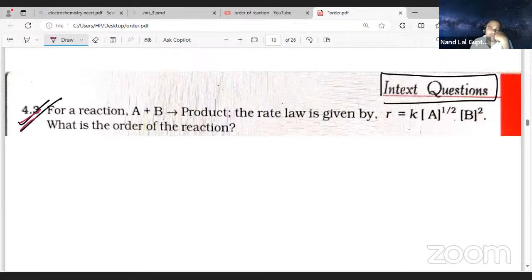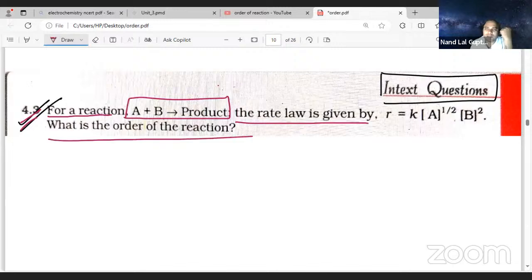Question 4.3. They are saying for a reaction A to B giving product, the rate law is given. What is the order of reaction they are asking? So simply you can say order means sum of power of concentration.